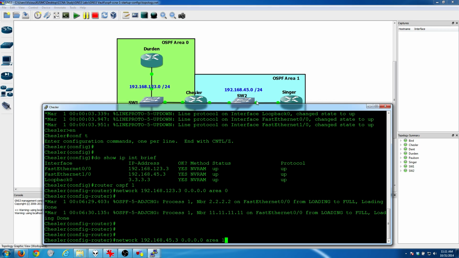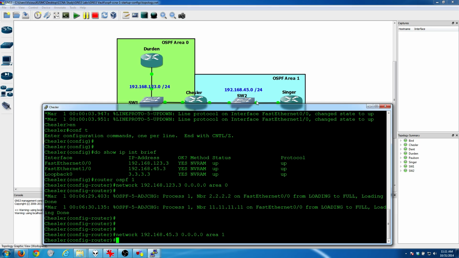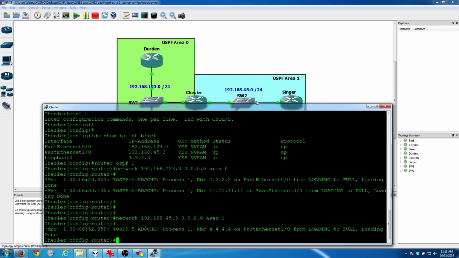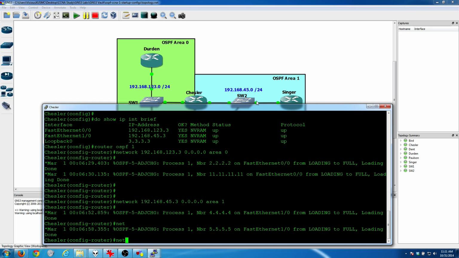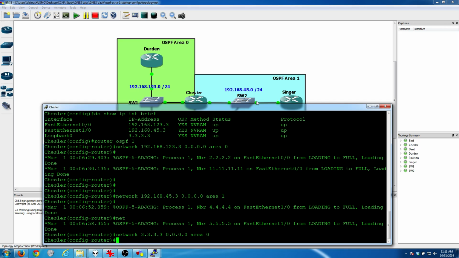And now, as soon as I hit enter, we have a multi-area OSPF network, and we should have full routing between everything. I just need to also make sure I add in that loopback address. So network, and he's going to be in area 0. Okay.